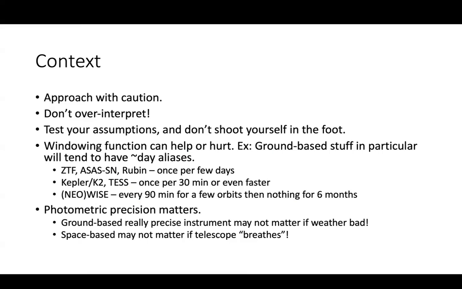With Kepler and TESS, those data tend to be once per 30 minutes. Occasionally you get faster than that. With WISE, the data tend to be every 90 minutes for a few orbits and then nothing for 6 months. So it's got a lot of those big gaps in the data. The photometric precision really matters. The ground-based can be precise, but it might not matter if the weather's bad. The space-based can be really precise, but it may not matter if the telescope is breathing for instrumental reasons.